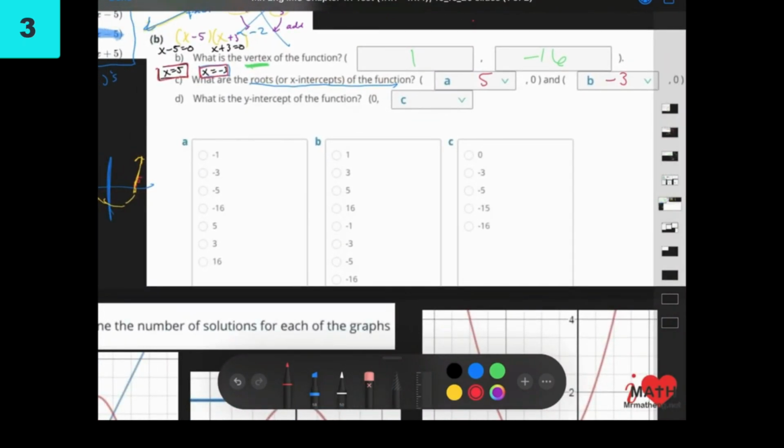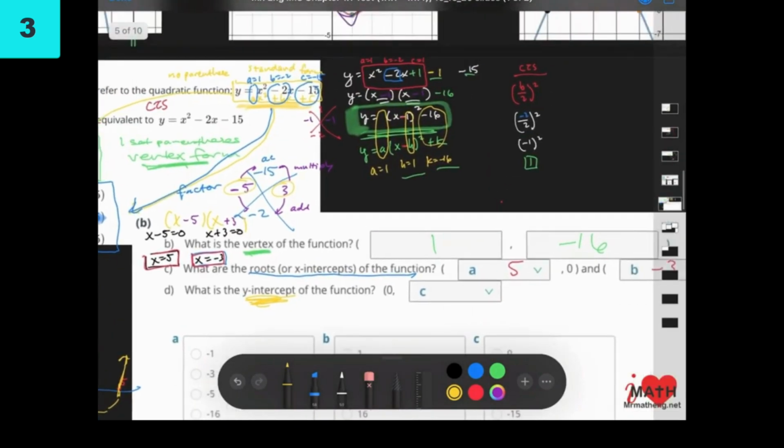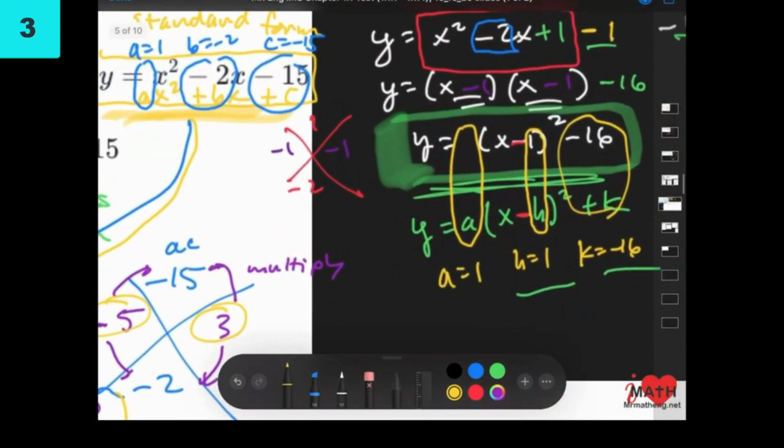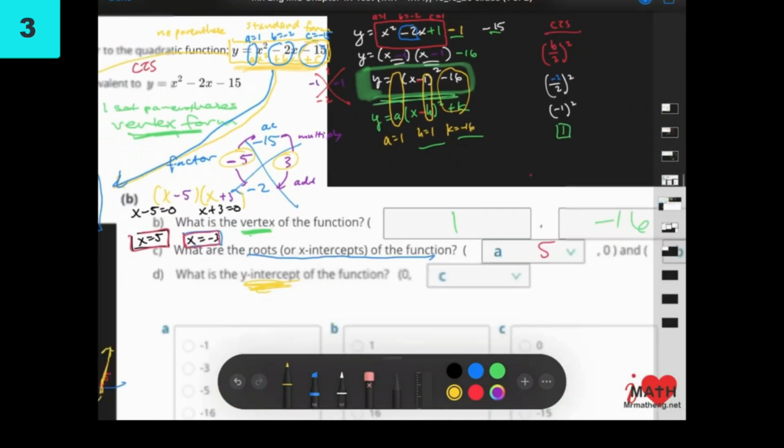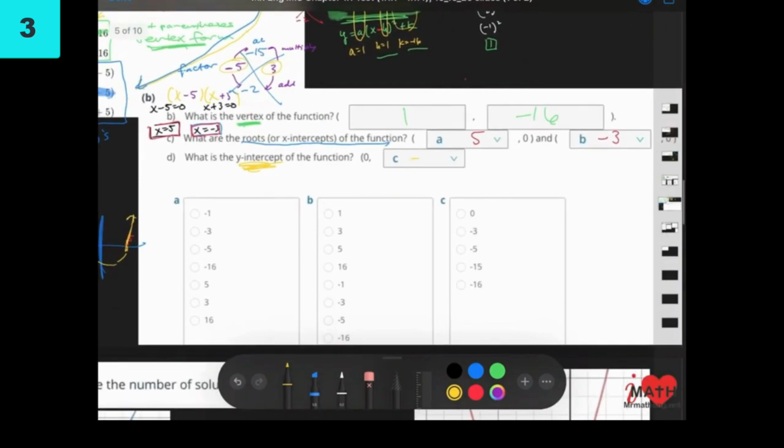And then D, what is the y-intercept? So if you guys think about each of these forms, what they're asking you is just, what are the key characteristics? Well, the y-intercept comes from, I did that in yellow, the standard form, which is your c value, which is negative 15. So that's negative 15.